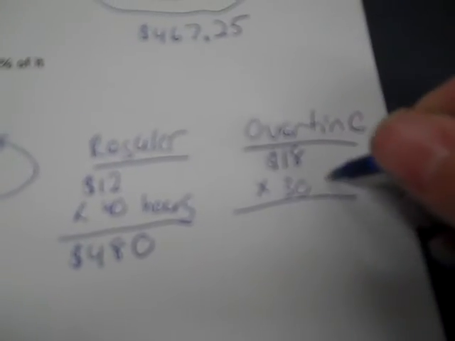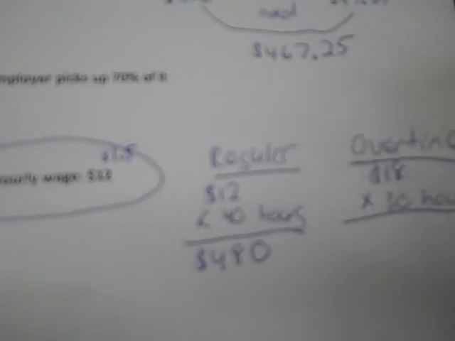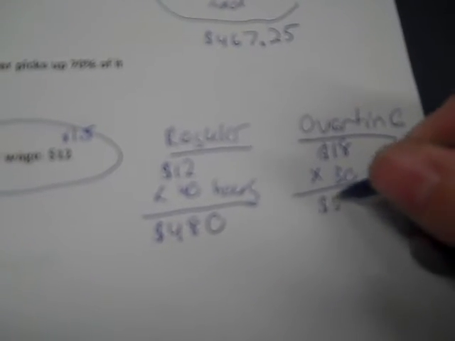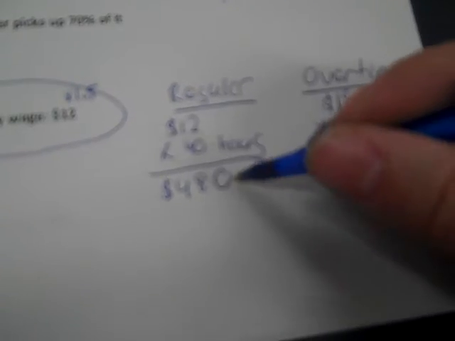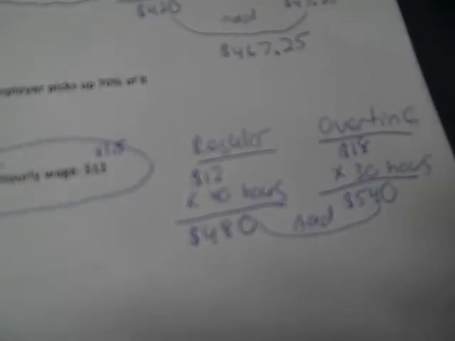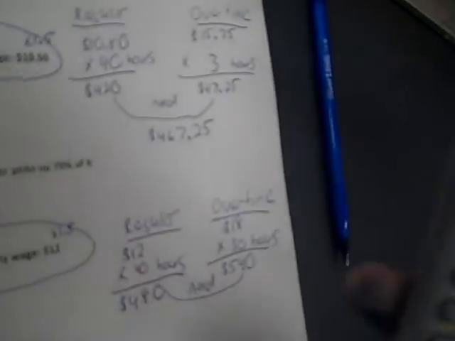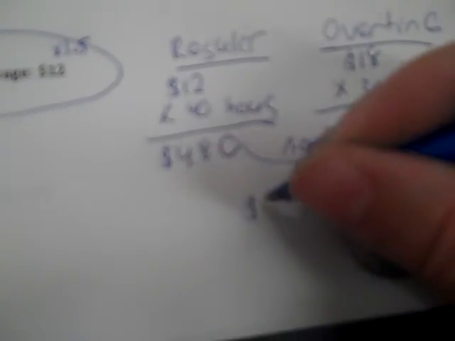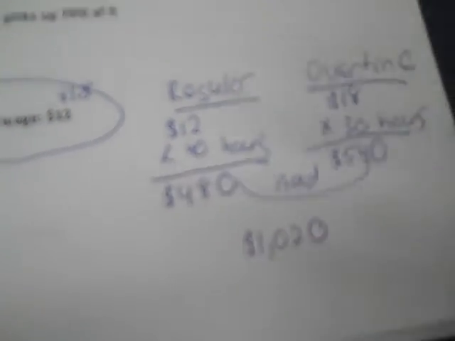Okay, and then hours minus 40. Okay, so take 70 minus 40, and that's 30. Okay, so 30 hours. Remember, label, money and hours. And that's $540. Now add. $1,020. We will deal with this information tomorrow. So $1,020.